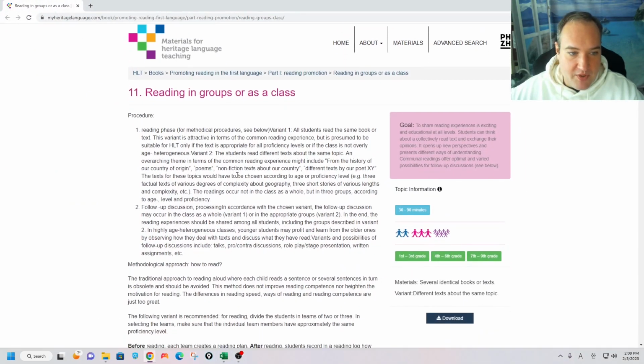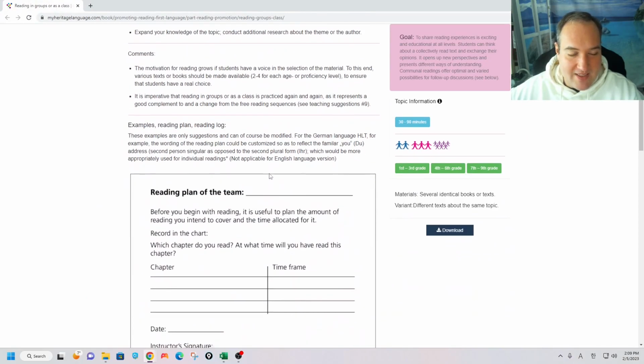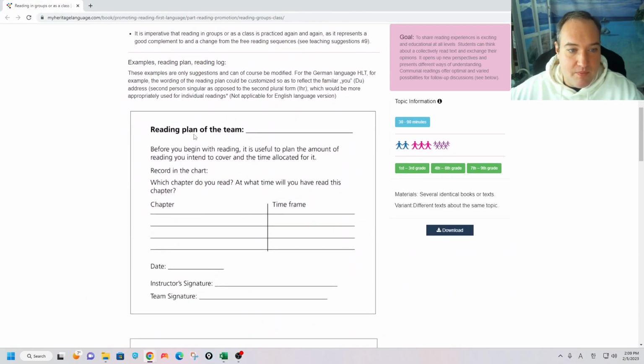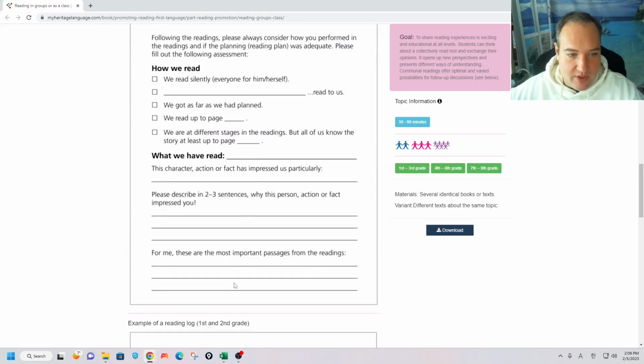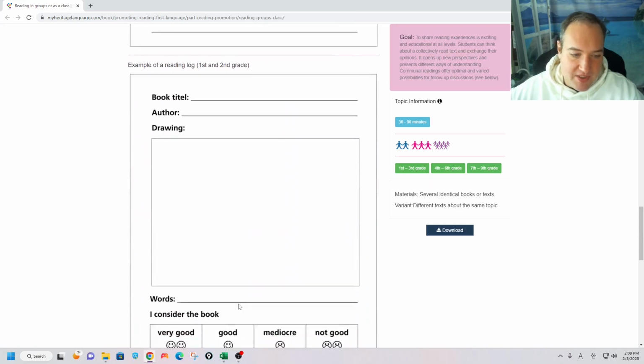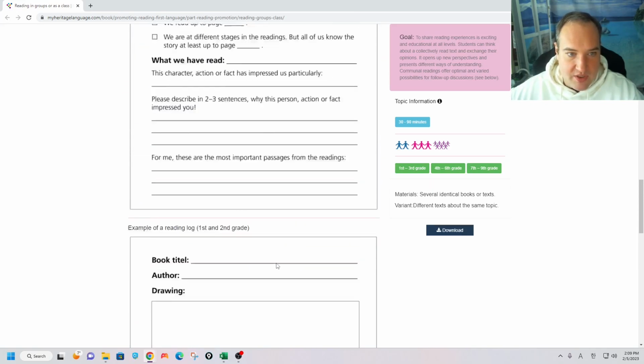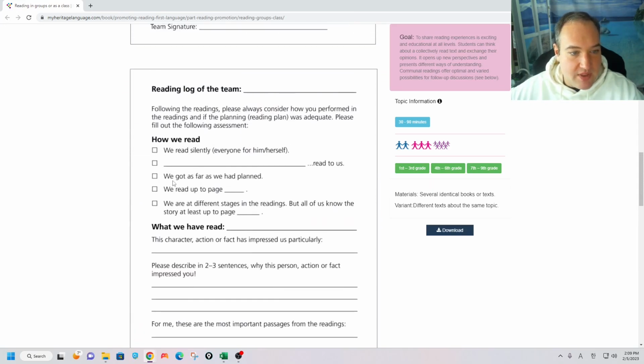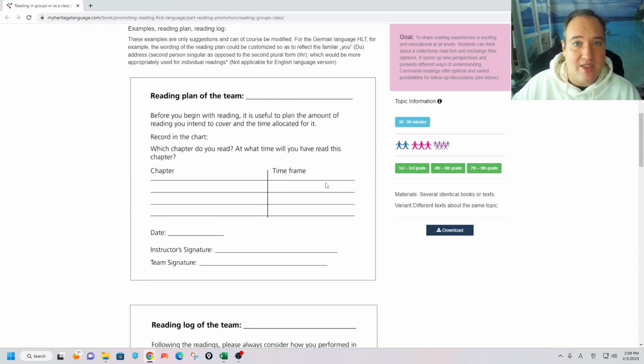So what would I have them do? I would have them do group reading as a class. And this is actually a reading team log where they can fill in what they're going to do. This is for younger kids, with the drawing and whether it was good. So they have a checklist. Did we get as far as we planned? Did we read up to a certain page? I would use a similar sort of thing with US history text or maybe primary sources, where they would read it together and try to understand it. And they could do that in groups.